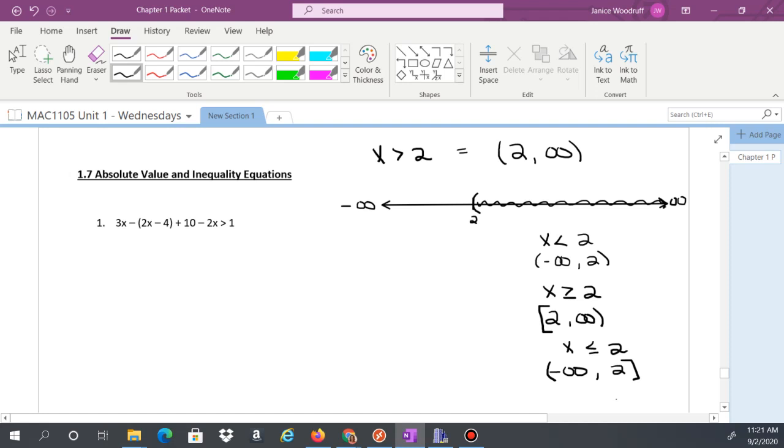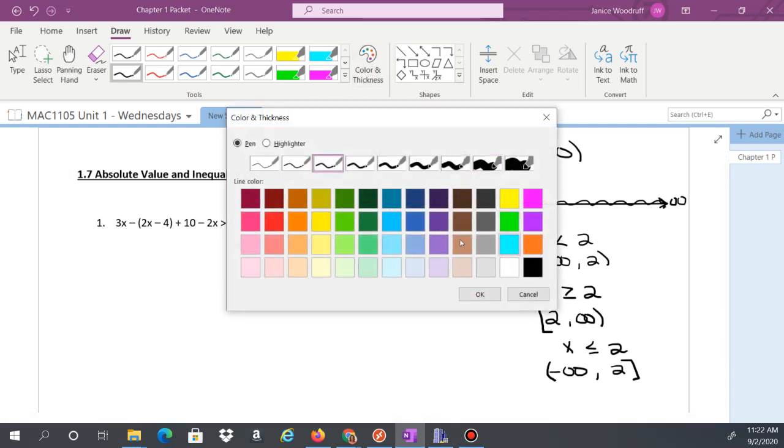Okay, so you want to visualize it on the number line. And sometimes some of the questions will have the number line, and then you'll pick the right number line, and then you'll also write it in interval notation so you can start seeing the solution. So let's go through and practice some of these.